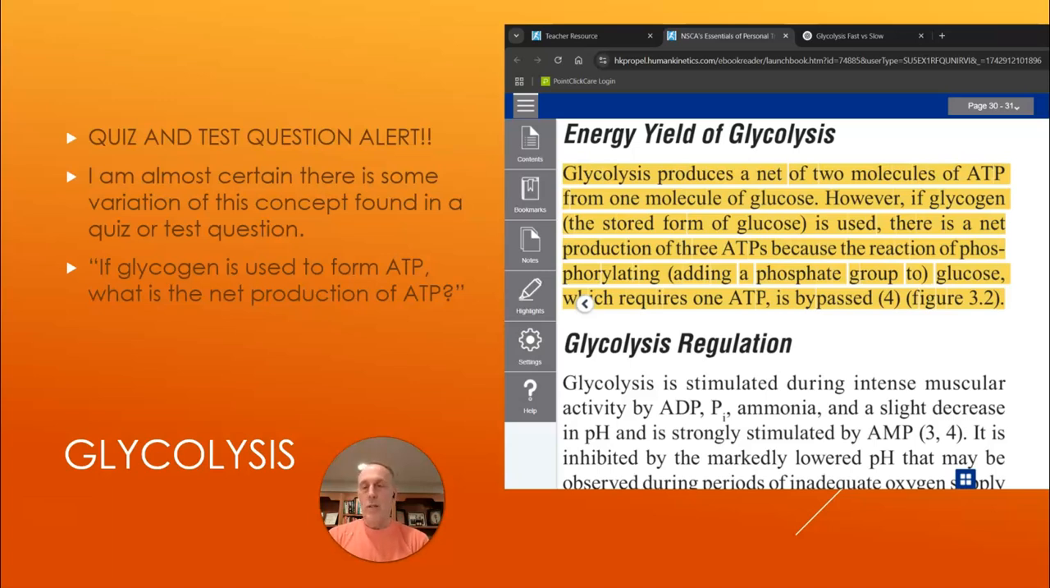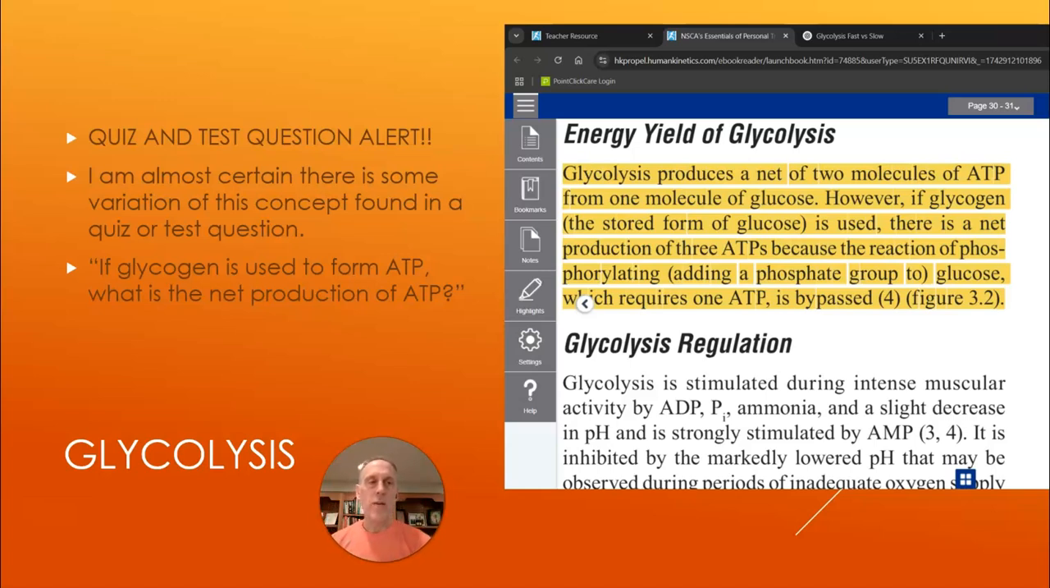I know it, whether it's on the quizzes that I throw at you or what you're going to see later on in your academic careers. If glycogen is used to form ATP, what is the net production of ATP? Glycolysis produces a net of 2 molecules of ATP from 1 molecule of glucose. However, if glycogen, the stored form of glucose, is used, there is a net production of 3 ATP because the reaction of phosphorylating, meaning adding a phosphate group to glucose, which requires 1 ATP, is bypassed.